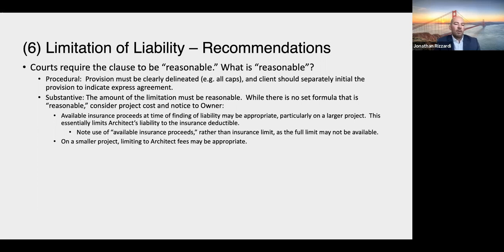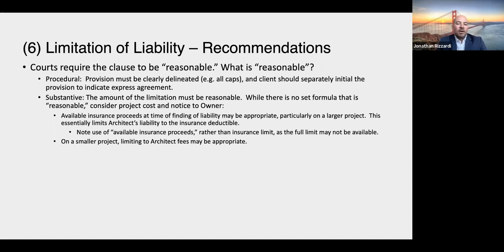And we use available insurance proceeds rather than the insurance limit or something along those lines, because your insurance policy is likely a declining limits policy, meaning that if you had another claim, or if attorney's fees on this present claim, they will reduce the available insurance money. So it's got to be phrased as available insurance proceeds. Otherwise, you're going to have liability for the difference between the limit and the proceeds potentially. But I think that's probably the best way to work with limitation of liability.